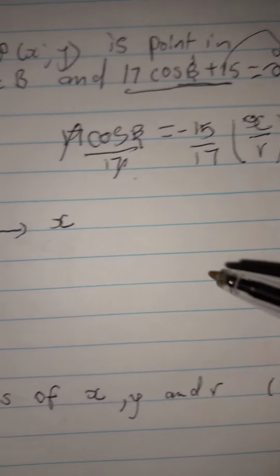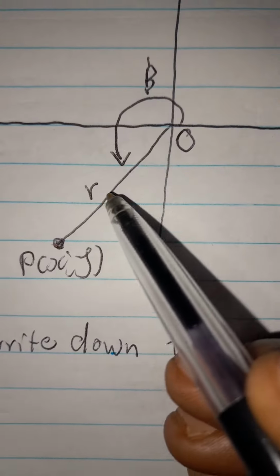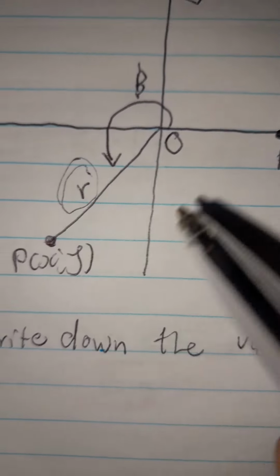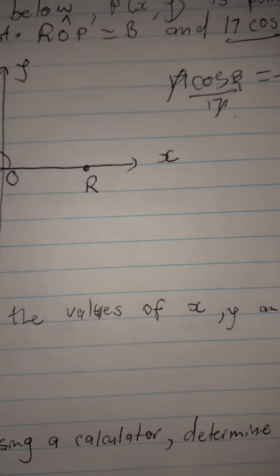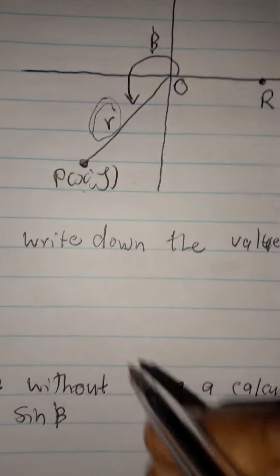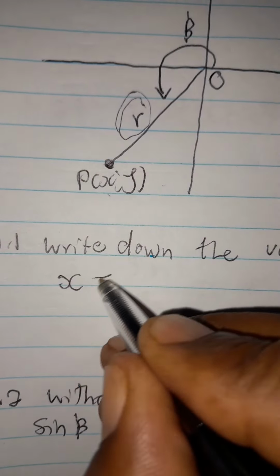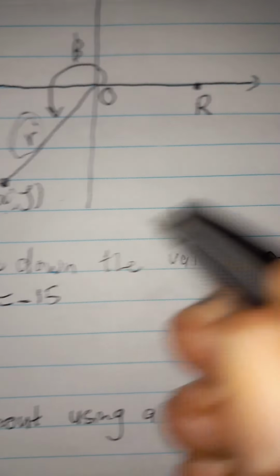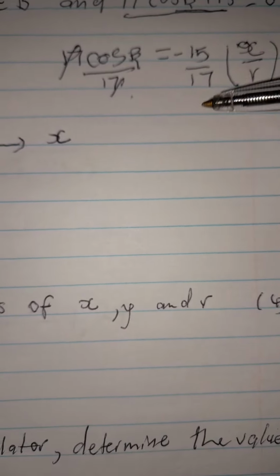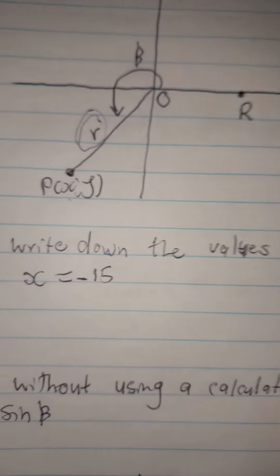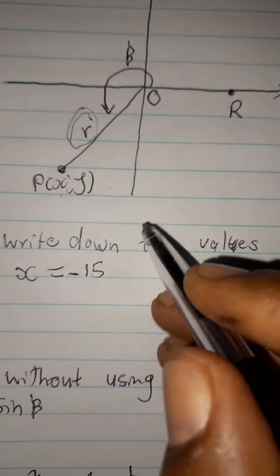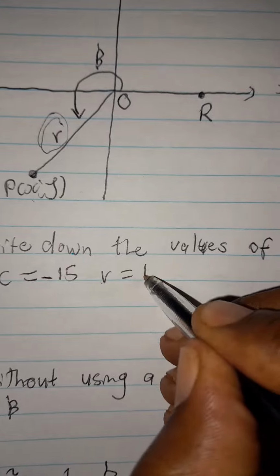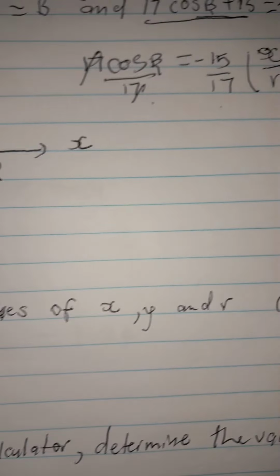So what is missing according to the theorem of Pythagoras? In this case, what is missing is r. We already have x and y. What is our x there? Our x, we said, is negative 15. Oh, we do have r, sorry for that. Our r is 17. What is missing is y. So we need to get y. How do we get y?